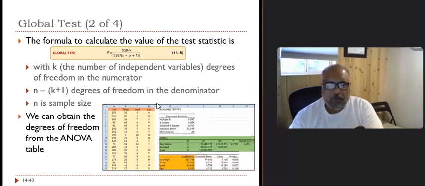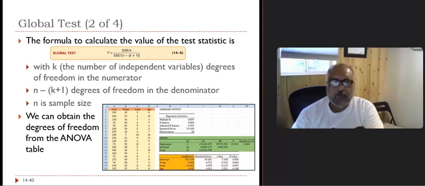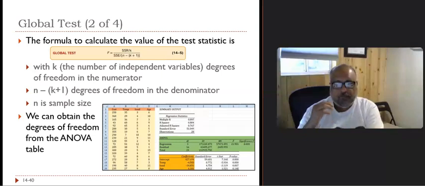There's a standard way of using the F distribution. You can use ANOVA analysis to find degrees of freedom. Then we can find the F statistic by using this formula, where K is the number of independent variables. K is the degrees of freedom in the numerator.